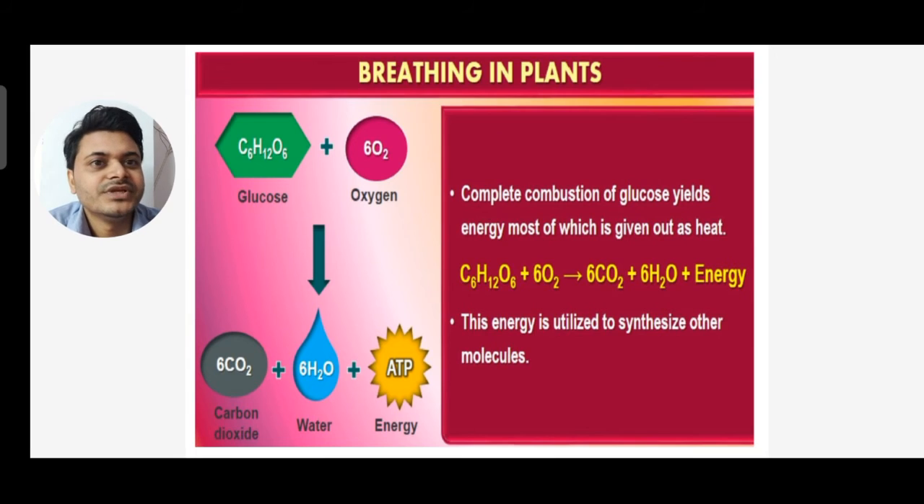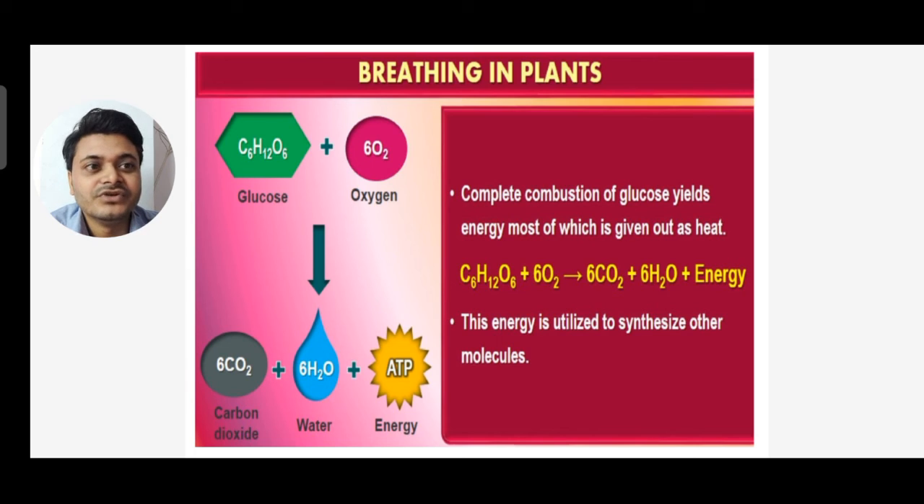Next you see breathing in plants. In breathing in plants, that is respiration in plants, glucose plus oxygen gives carbon dioxide, water and ATP. ATP is in the form of energy. This is a balanced reaction you have to write and memorize. Glucose is C6H12O6 plus 6 O2. These are the reactants, and the products formed are 6 CO2, 6 H2O and ATP, that is adenosine triphosphate, which is in the form of energy.